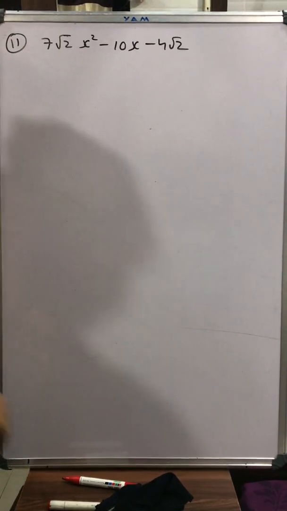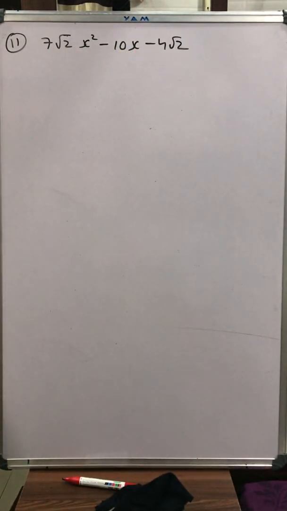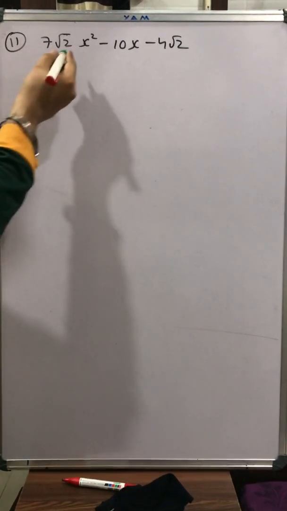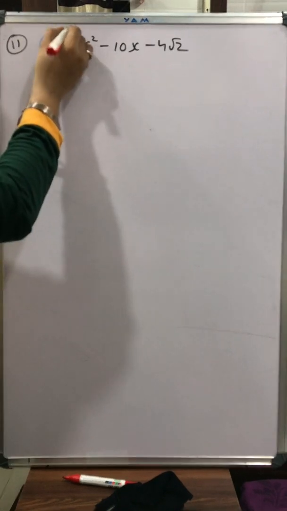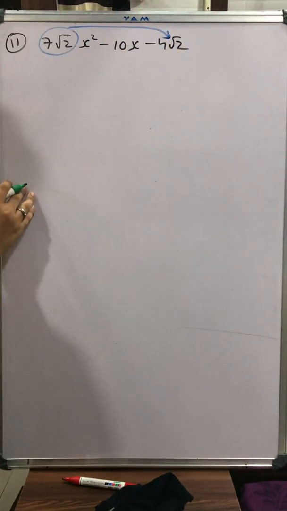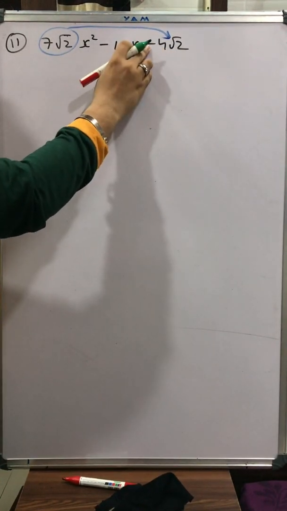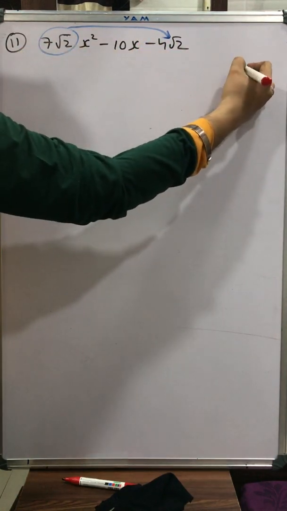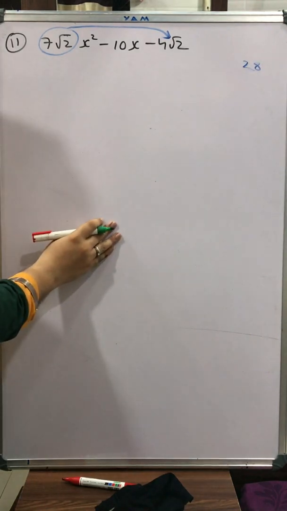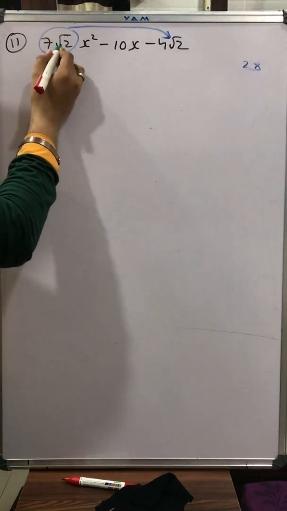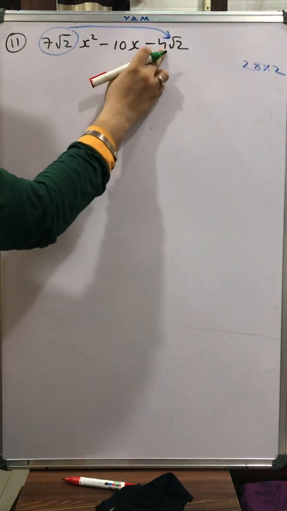Another question on this board is 7 root 2x square minus 10x minus 4 root 2. No big difference. As you know, whatever number we have other than 1 in front of x square gets multiplied with the constant term. So see this, students, 7 4s are, of course here we have a minus sign, I'll tackle this minus sign afterwards. 7 4s are is how much? It's 28. Okay, and then root 2 multiplied with root 2 becomes 2.